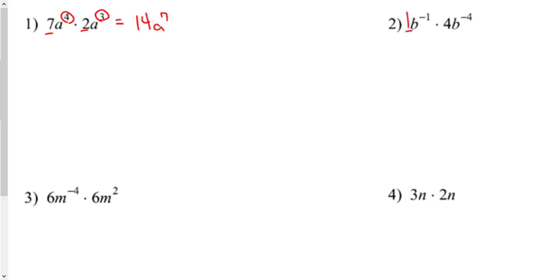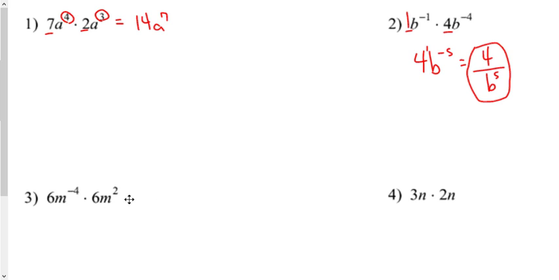So again, multiply your coefficients. 1 times 4 is 4. Add your exponents. -1 plus -4 is -5. And here we've got a slight issue. The 4 is fine, it's got an exponent of 1, but the b's got a negative exponent. So the 4 is going to stay where it's at, and the b we just move downstairs. Here's your final simplified answer right there.